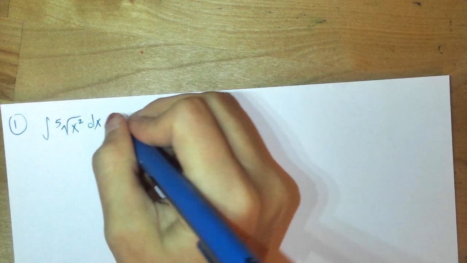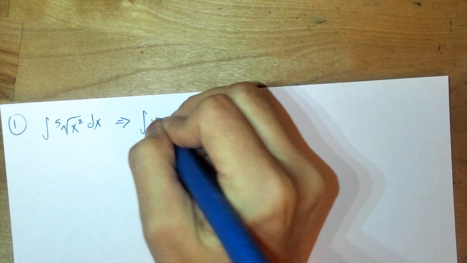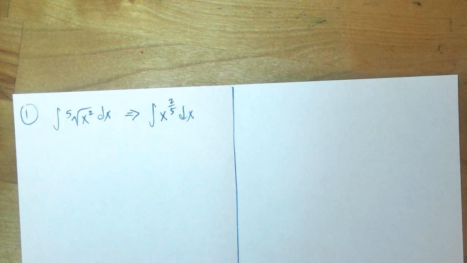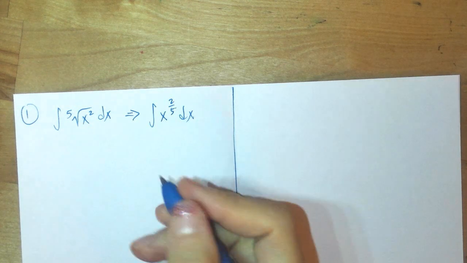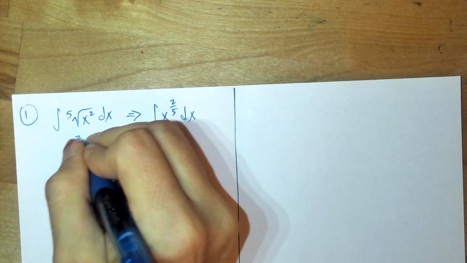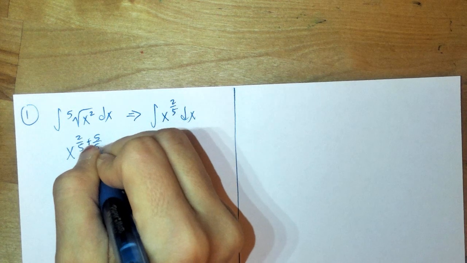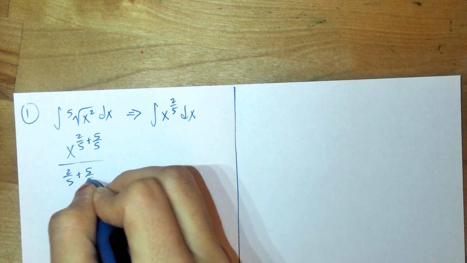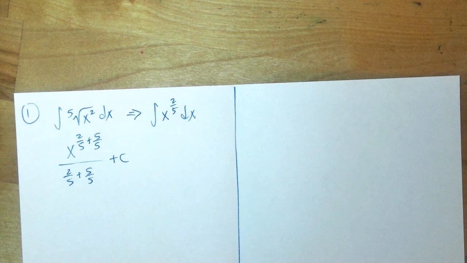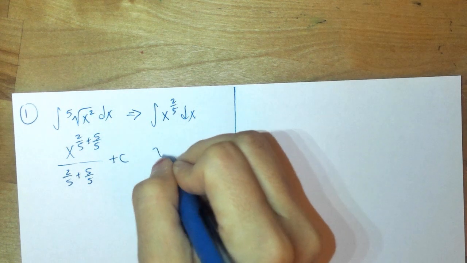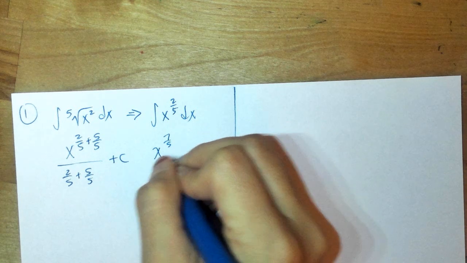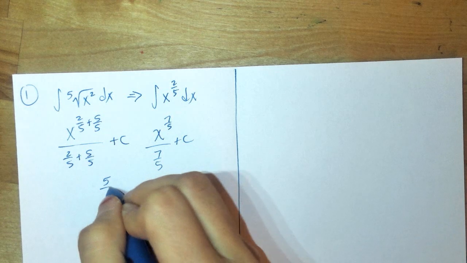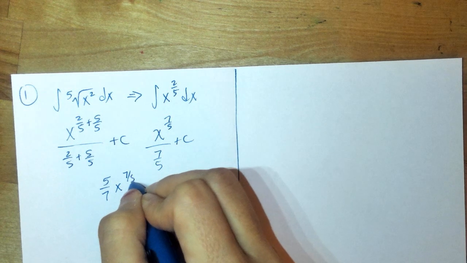So for this one, I'm going to rewrite this as the integral of x to the 2/5 dx, right? And again, this is nothing new. It's just practicing more integration. So this is going to be x to the 2/5 plus 5 over 5, over 2/5 plus 5 over 5, plus c. So that gives me x to the 7/5 over 7/5 plus c. So my answer is 5/7 x to the 7/5 plus c.